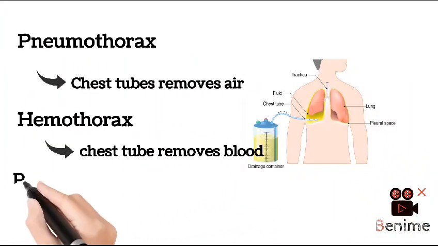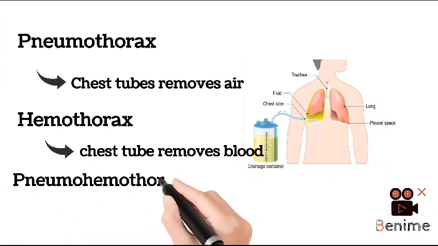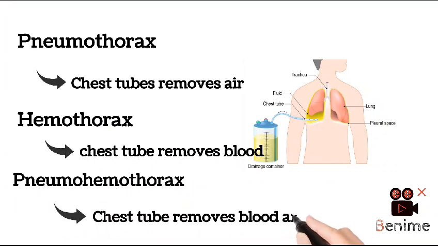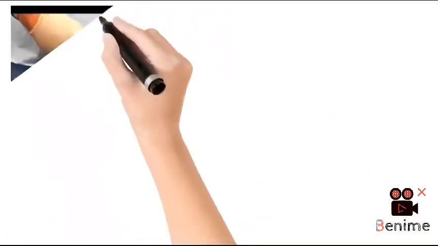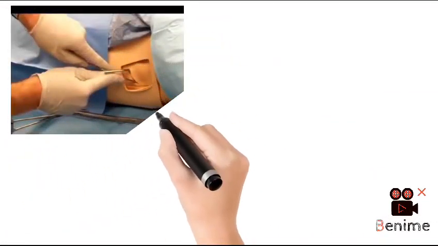In case of pneumothorax, the chest tube removes air. In case of hemothorax, the chest tube removes blood. And in case of pneumohemothorax, the chest tube removes blood and air.